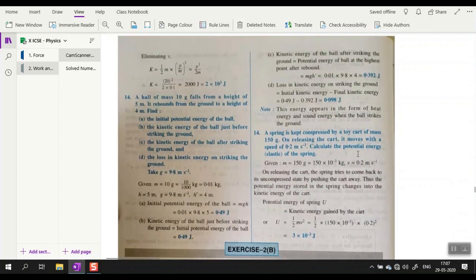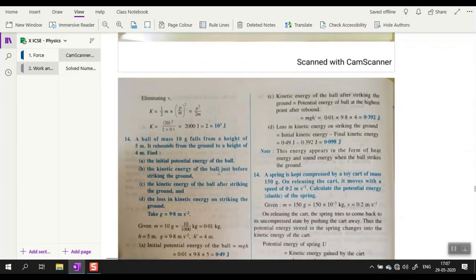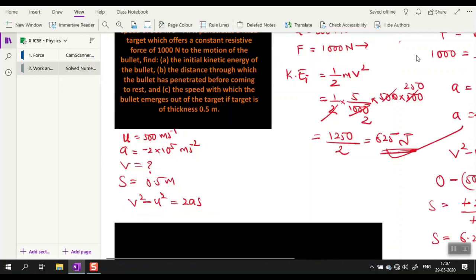Okay, the exercise is not finishing, man. That's a sad part. Okay, let's go to the next question. And the relationship k is equal to p square by 2m. Yes, we know this relation.